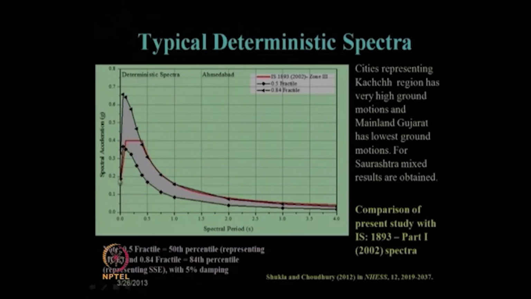We can see for zone 3, this is the typical plot as shown in the red color, and we have compared that with respect to the 0.5 fractile and 0.84 fractile. What those fractiles are, I have already explained in the previous lecture, and the details of this study are available in this journal.